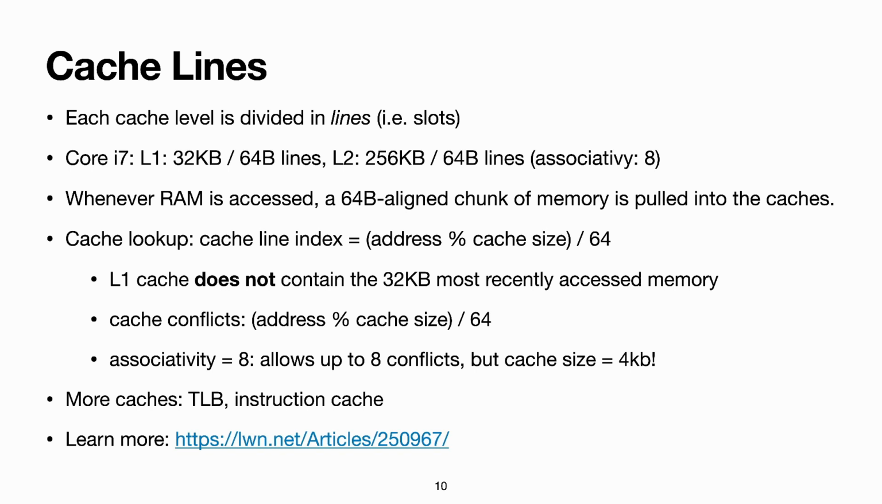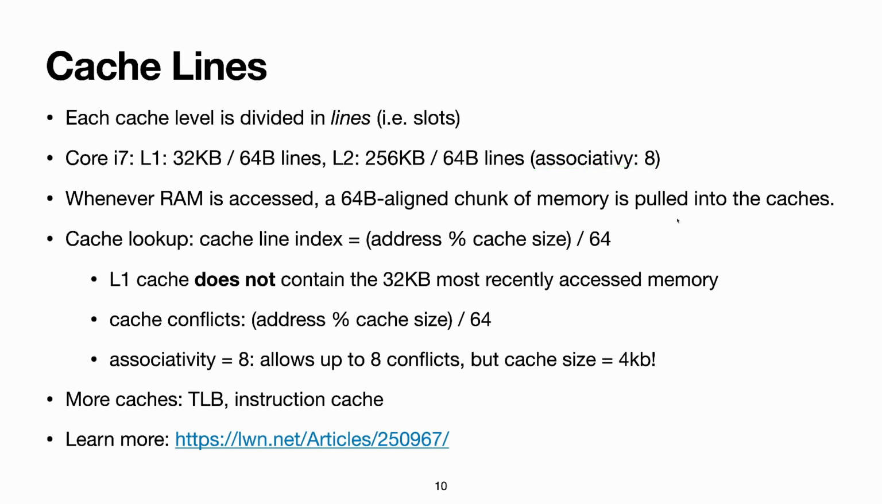So let's talk about the caches a little bit more. Each cache is divided into something called cache lines, and you can think of them as cache slots. To give you a concrete example, on a recent Core i7 CPU, you have an L1 cache of 32 kilobytes with 64-byte cache lines, and the L2 cache is 256 kilobytes with 64-byte lines. These have an associativity of 8, and we'll describe what that is.